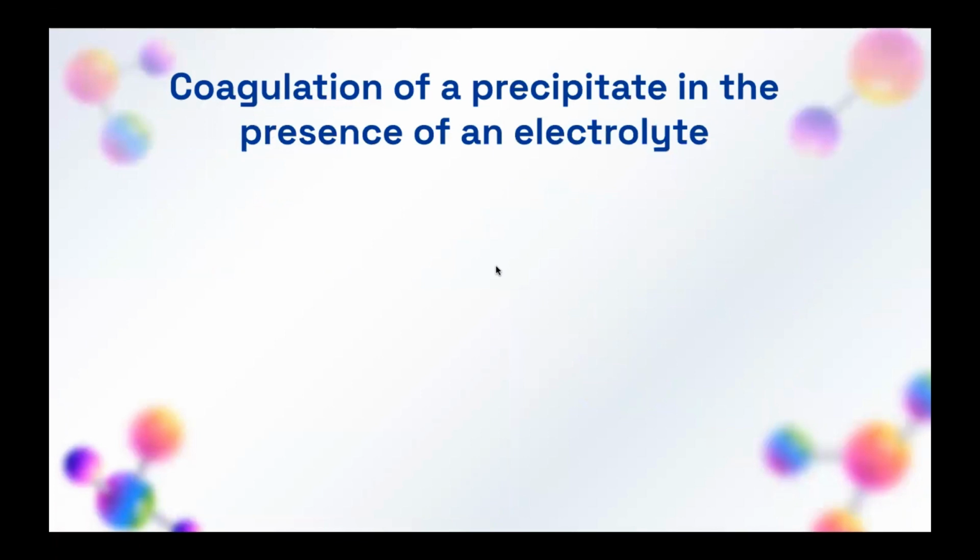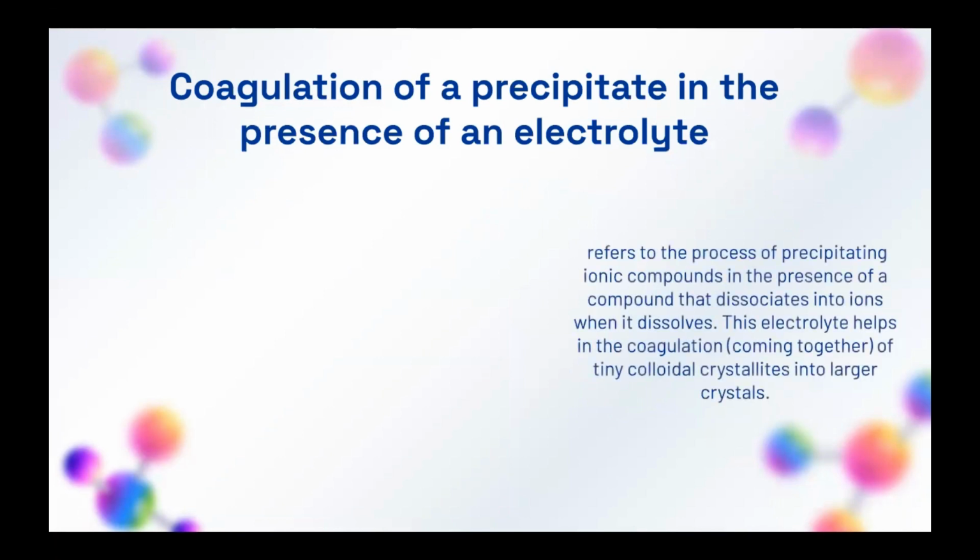So I'm going to talk about the coagulation of a precipitate in the presence of an electrolyte. So what does this mean? It refers to the process of precipitating ionic compounds. So when you say coagulation of a precipitate, it usually refers to ionic compounds. So in the presence of a compound that dissociates into ions when it dissolves, this electrolyte helps in the coagulation or coming together of tiny colloidal crystallites into larger crystals.